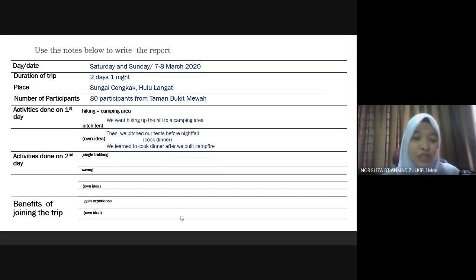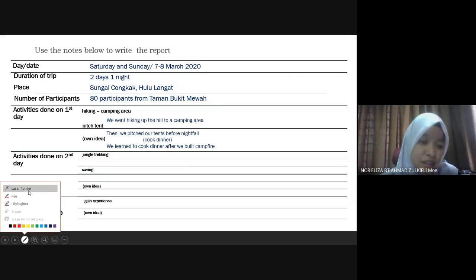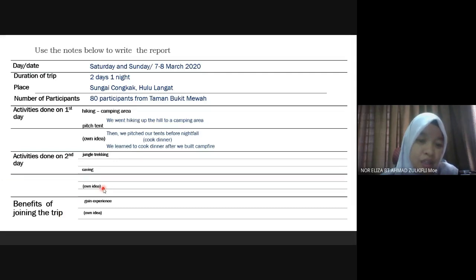Okay, I'm going into the second one, okay? Now, before I project my idea, I want you to give your idea for this one. I want you to give another one of your own ideas for the second day before I project jungle trekking and caving and my idea. I want to hear from you. What is your idea for this one?